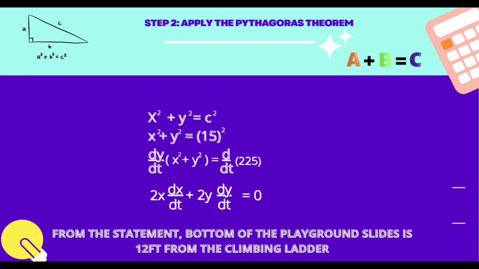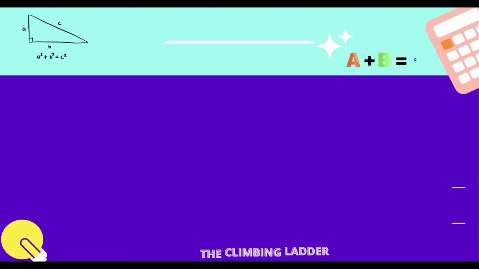Step number 2 is apply the Pythagorean theorem in order to find dy over dt. The formula of the Pythagorean theorem is x squared plus y squared equals c squared, and after we fill in the formula with our information given, we get x squared plus y squared equals 15 squared. Then we take d over dt of x squared plus y squared equals d over dt of 225, and we get 2x dx over dt plus 2y dy over dt equals 0.